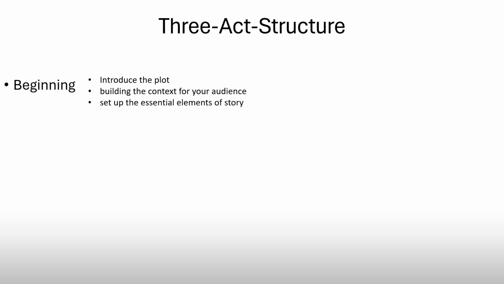The recommended structure for your narrative has three components: beginning, middle, and end. For the beginning portion, you want to introduce your plot, build the context for your audience, set up the essential elements of the story. These elements consist of the data setting, the main character, in our case the problem we are addressing, unresolved state of affairs also related to the problem we are addressing, and the desired outcome or the action we want our audience to take.